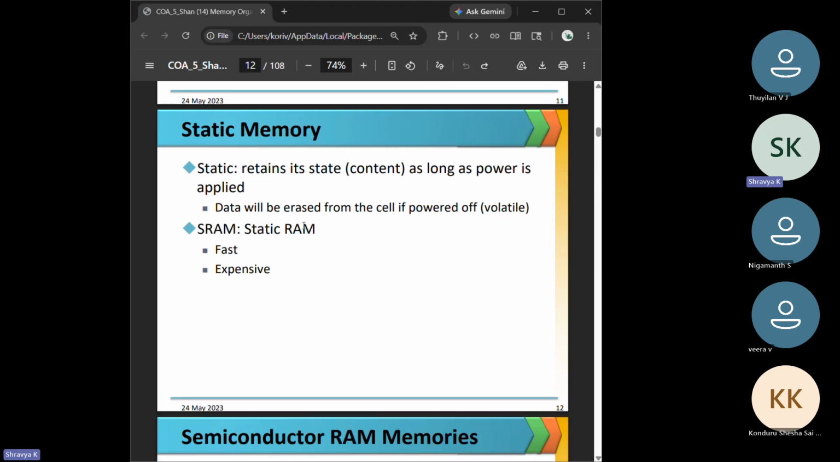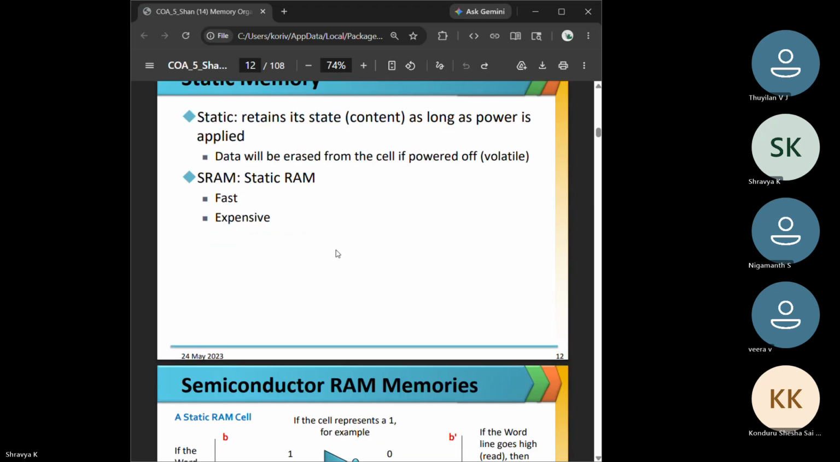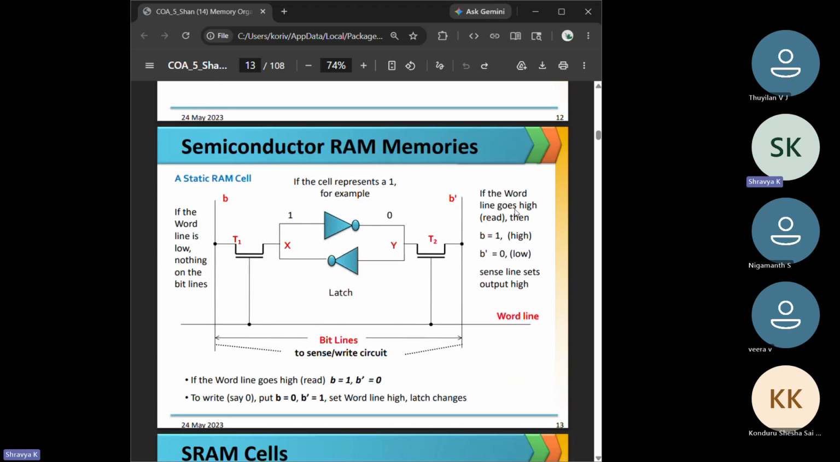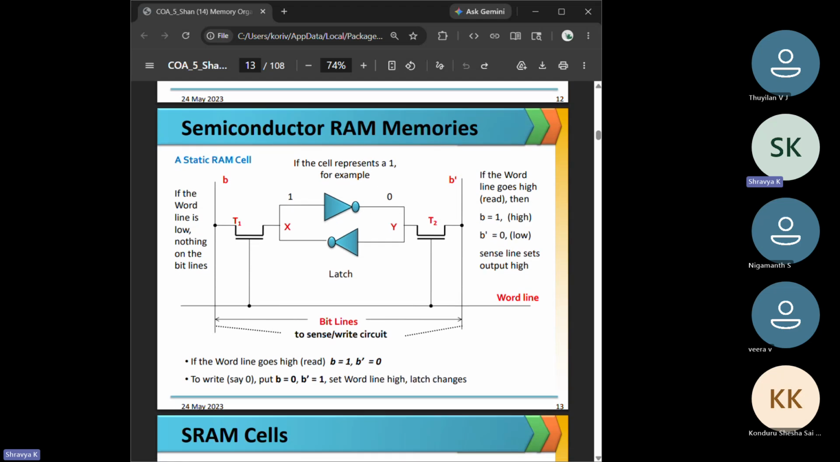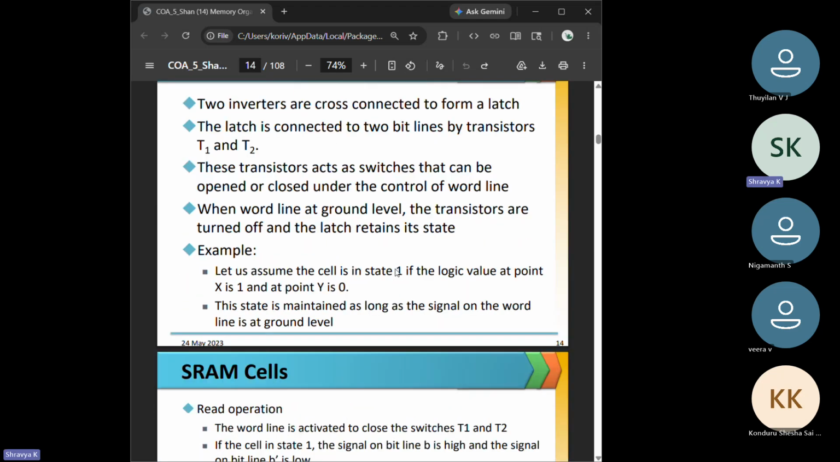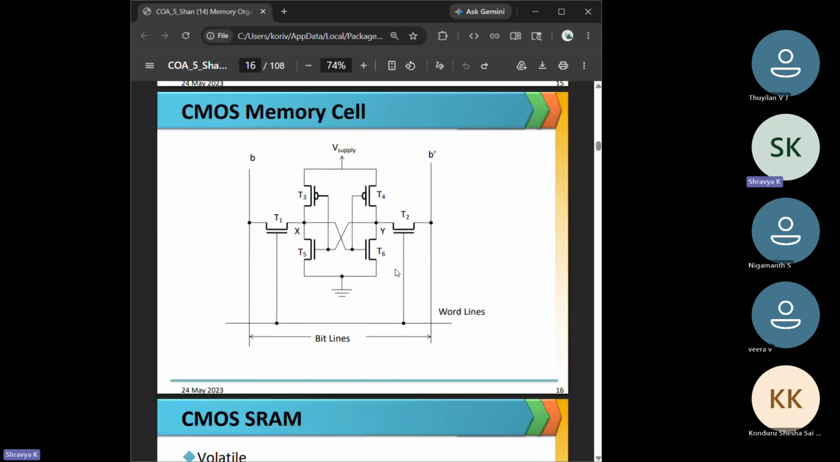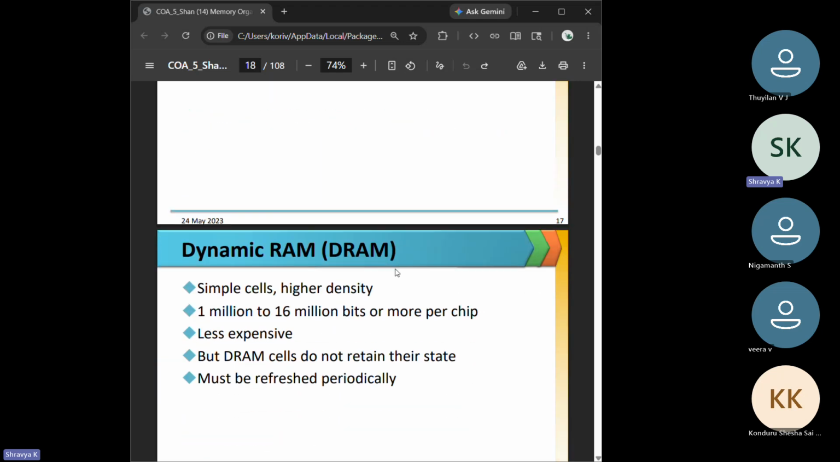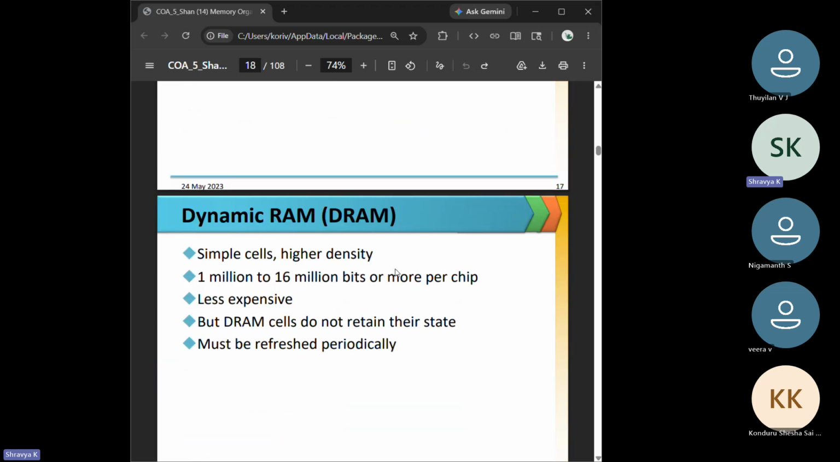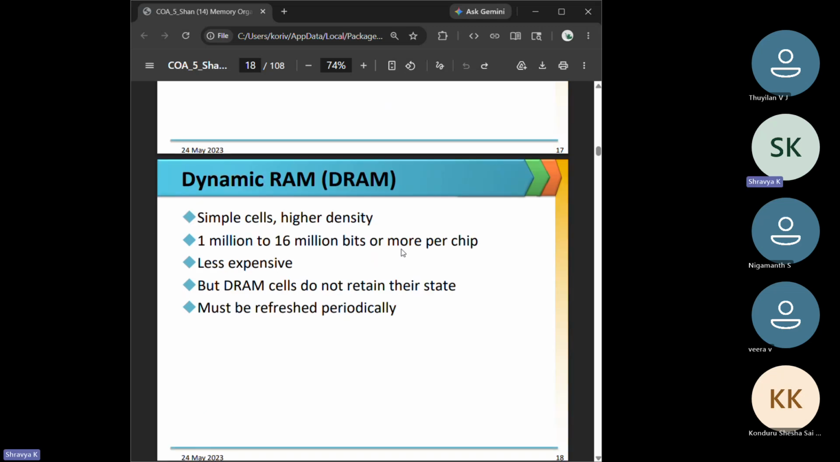So you have static RAM, which is fast as well as expensive, right? We won't go much into details of what static RAM looks like. You can look into exactly how it works, but that is not very important. You can look into the cells, and CMOS as well is something we'll not be looking into deeply. Another thing that we will look at is DRAM, which is less expensive than static RAM.